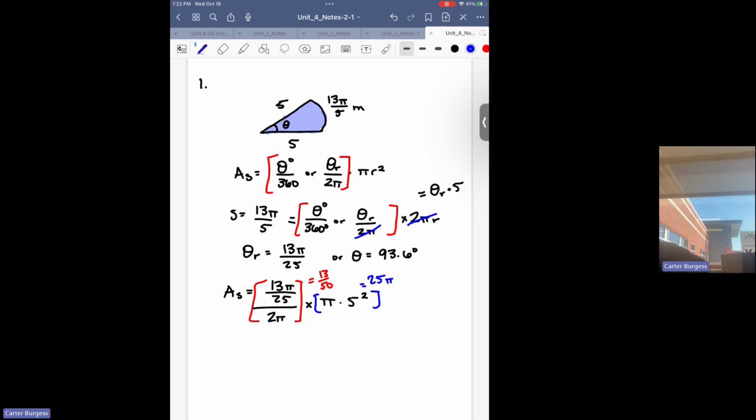So 13 over 50 times 25 pi. You could do 13 times 25, but why do that when we can cancel? 25 divided by 50 is just one half, so a 2 will be left in the denominator and the 25 will fully cancel from our numerator. This should be equal to 13 pi over 2, and then our units are in meters, and we found an area, so it's meters squared.